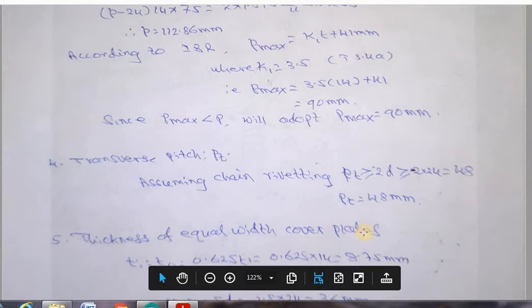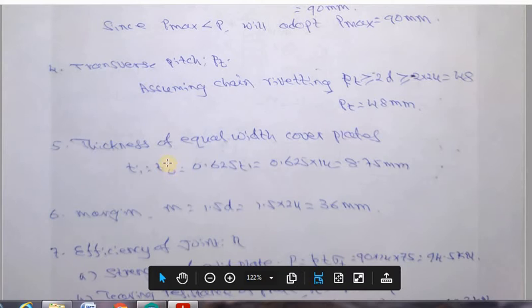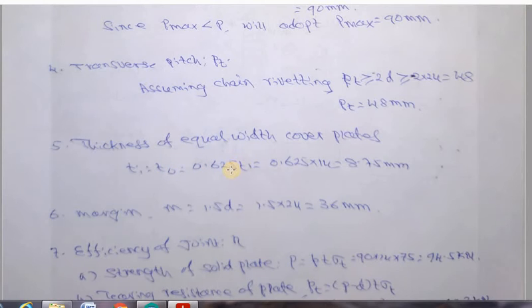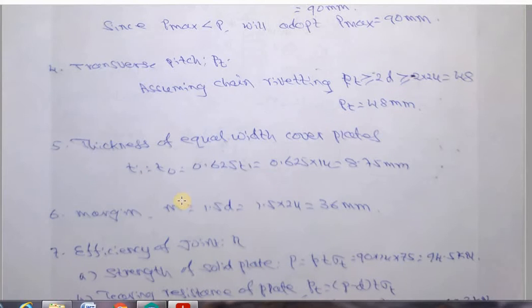Then thickness of the equal cover plates. The equation is also available in the data handbook. Ti is equal to T0, so cover plate thickness for equal width is 0.625 T. That's equal to 0.625 into 14, so 8.75 mm. Even if you make this 9 mm, there is nothing wrong in that. Margin M is going to be 1.5D, 1.5 into 24, 36. So these are the proportions which are available. Transverse pitch, margin, thickness of cover plate: the proportions are available in the handbook. Use them to calculate these things.